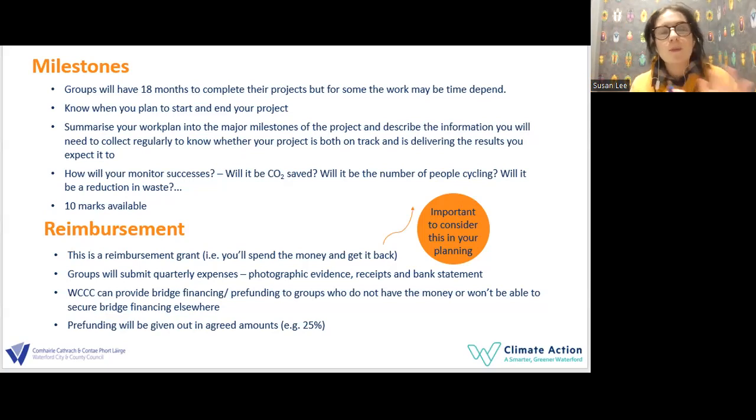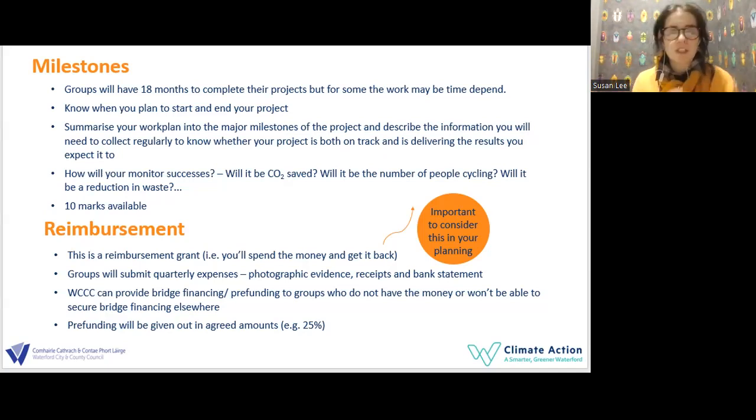Also, have a little think about how you are going to monitor if your project is a success. So will it be the CO2 saved? That would be very easy for people who are doing energy projects. If you're retrofitting your building and putting on solar panels, you'll have a good idea from the reports of how much CO2 is being saved. For others, could it be the number of people who are now cycling in your community? Will it be your reduction in waste? So the monitoring of success will totally depend on what you're doing. It doesn't necessarily have to be very complicated or very scientific. It's just a way so that you can track if the project is a success and making your community less carbon intensive.